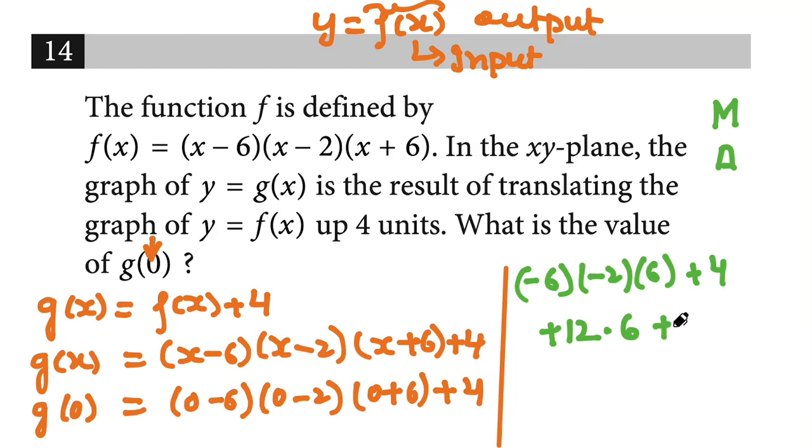Then times 6 plus 4. Again this is multiplication, which comes before addition, so we have to do 12 times 6 first. We cannot do 6 plus 4, because in PEMDAS multiplication comes first, and then comes addition. So 72 plus 4. See, sequence really matters. If you do addition first, that will give you the wrong answer. So always follow the sequence while doing any mathematical operations, and this is 76. So 76 is the value of g of 0. I hope that is clear.